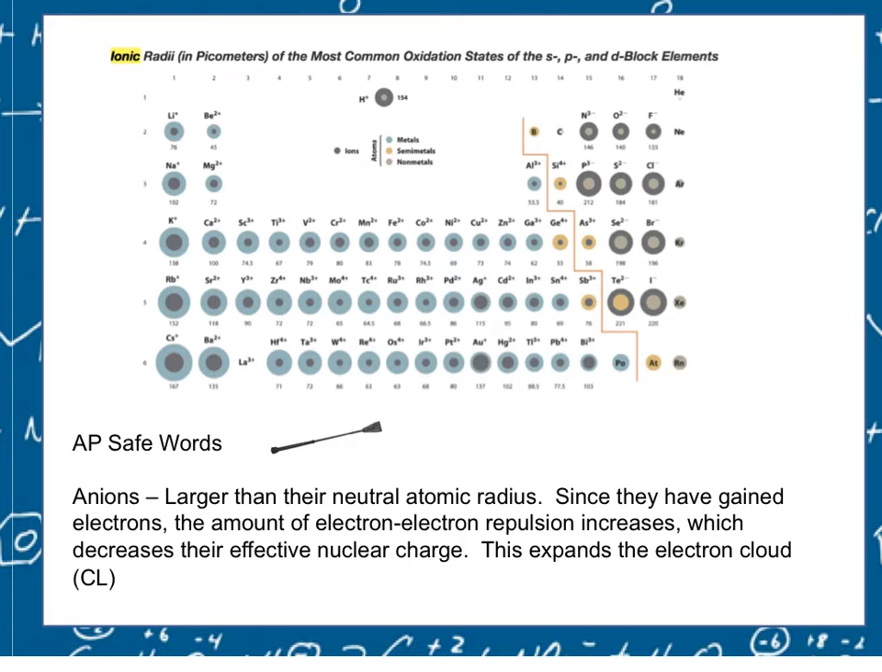Anions are always going to be larger than their neutral atomic radii. And this is because of exactly the opposite reason. Since they've gained electrons, the amount of electron-electron repulsion has increased, and that decreases their effective nuclear charge. This expands the electron cloud. This is how you're going to talk about it if you have to talk about a neutral atom compared with its either cationic or anionic radius.